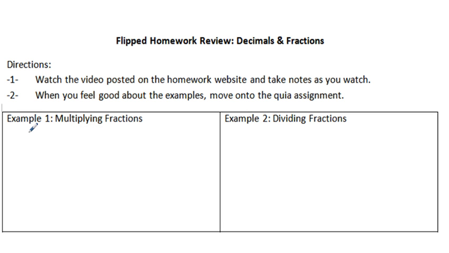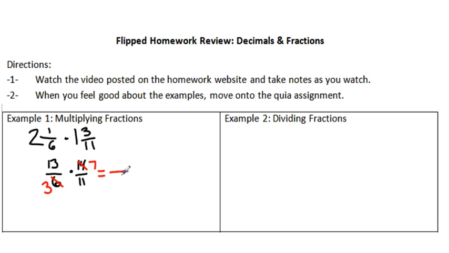So this first example, we're going to do 2 1/6 times 1 3/11. Since these are mixed number fractions, we're going to make them improper. 6 times 2 is 12 plus 1 is 13 over 6. 11 times 1 is 11 plus 3 is 14 over 11. Then I'm going to ask myself, can I cross reduce? I can. 2 goes into 6 and 2 goes into 14. So 2 goes into 6 3 times, and 2 goes into 14 7 times.